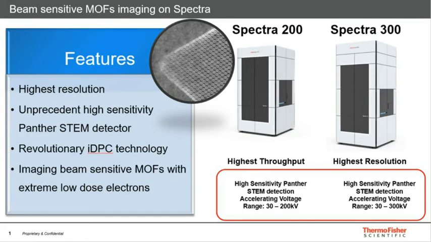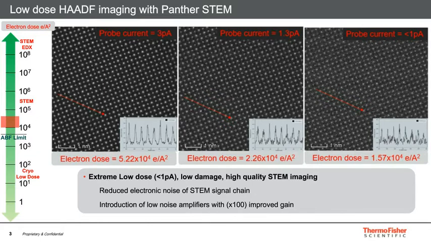Here is a comparison of HAADF images with different probe currents with the Panther STEM detector. We can still obtain very high-quality STEM images with extremely low-dose electrons, less than 1 picoamp probe current, and low dose means low beam damage to the sample. The Panther detector itself actually has single electron sensitivity.